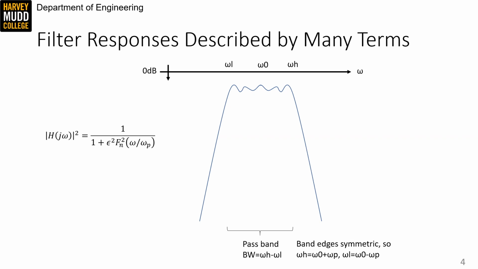The filter is described by a center frequency omega naught, which sits in the middle of a frequency region called the pass band. The upper and lower edges of this band are described by frequencies omega h and omega l, and they are symmetric about omega naught, so we can specify omega h equals omega naught plus omega p, and omega l equals omega naught minus omega p.